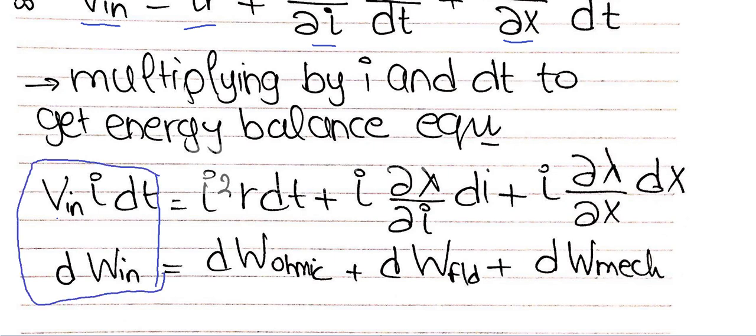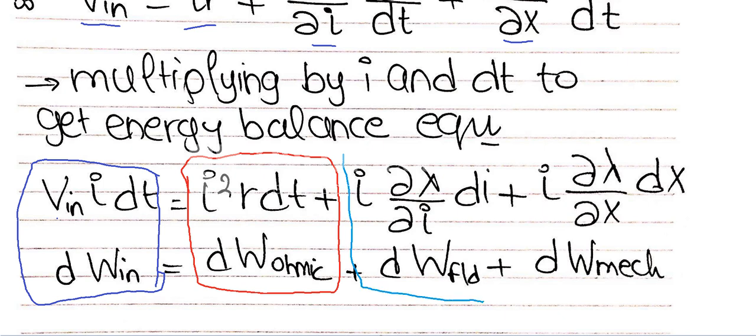And comparing this differential equation with the energy differential equation, we'll find that the input energy can be expressed as V_in i dt. The ohmic losses can be expressed as i squared R dt, and the field stored energy can be expressed as a function of flux linkage and i only, i partial dλ by di times di, and the mechanical energy as i partial dλ by dx multiplied by dx.